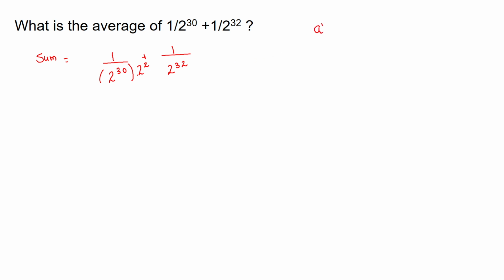Because we know that a power m multiplied by a power n is a power m plus n. So this is now 2 power 32, and whenever I multiply 2 square with the denominator, I have to also multiply it with the numerator. So now we have 1 multiplied by 2 square, which is 4, over 2 power 32 plus 1 over 2 power 32. Now the denominator is the same, I can add the numerators. So this is 5 over 2 power 32. Now this is the sum.